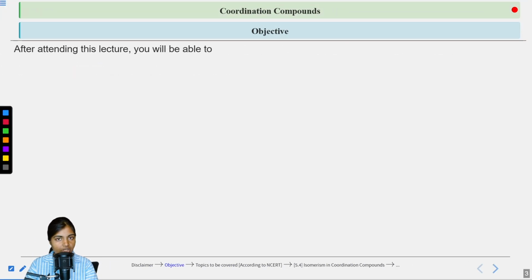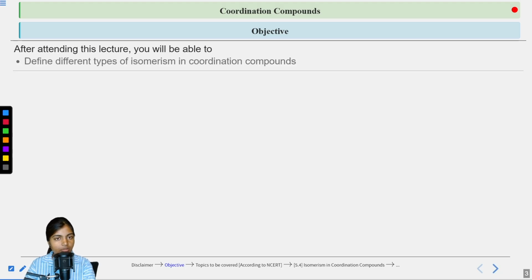So let's begin with the objective. After attending this lecture, you will be able to define different types of isomerism in the coordination compounds. So today our main focus will be the isomerism in the coordination compounds.